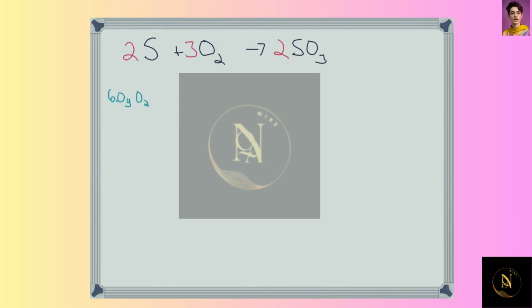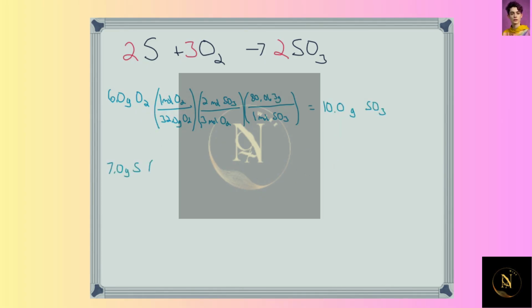So let's start with the amount of oxygen, 6 grams. We can convert that into moles by dividing by the molar mass of O2. Once we know moles O2 and the stoichiometry, we can see that 3 moles O2 yields 2 moles of SO3. Then when we have moles SO3, we'll multiply by the molar mass of SO3. So if all of the oxygen is consumed, we'll produce 10 grams of sulfur trioxide.